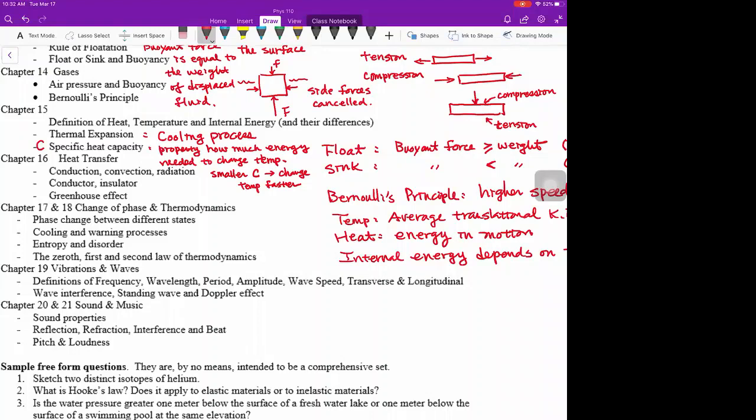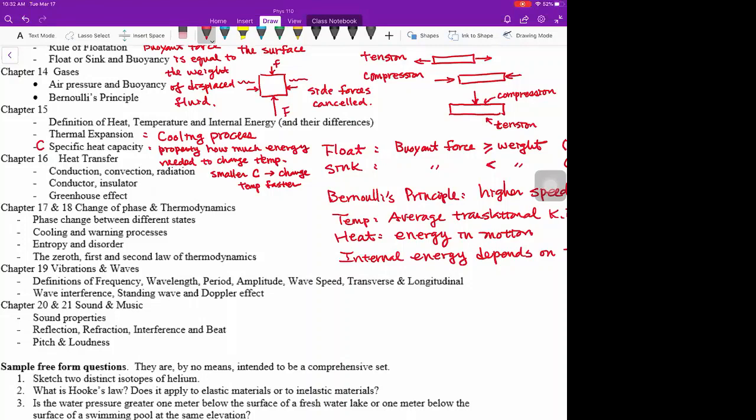Sometimes we also call this energy inertia. It's like more mass is harder to make move. So if you have a higher thermal heat capacity, it means it's harder to change its temperature.